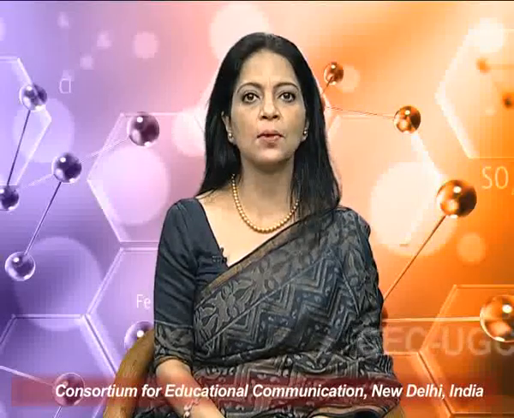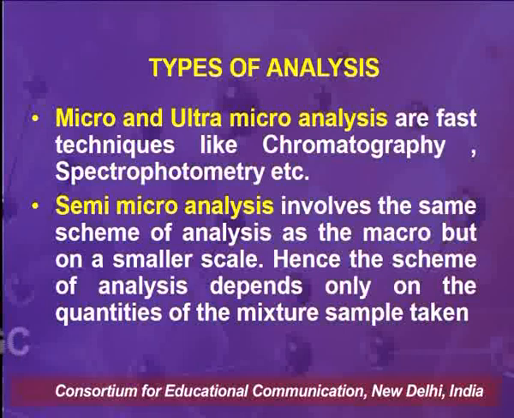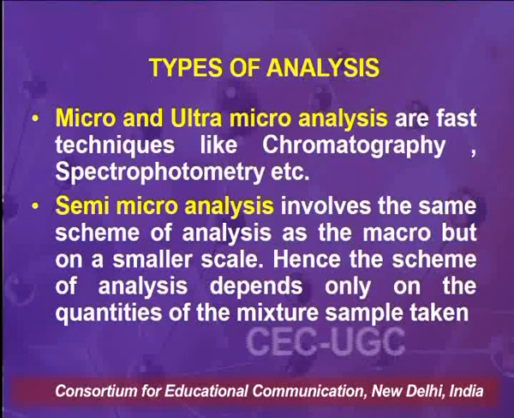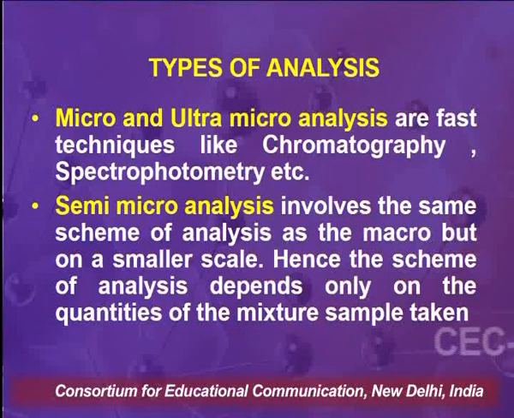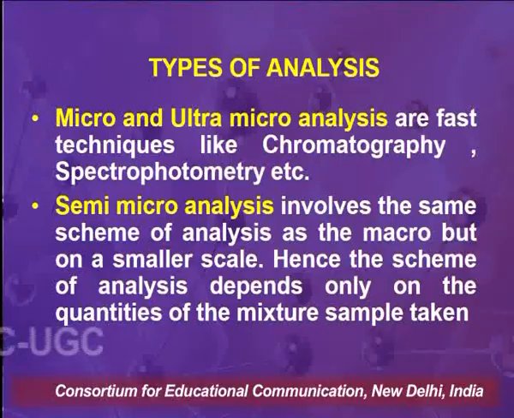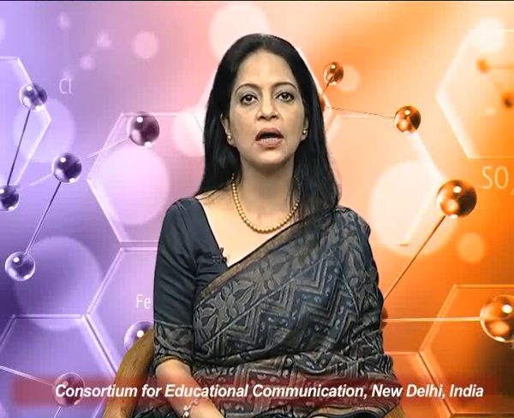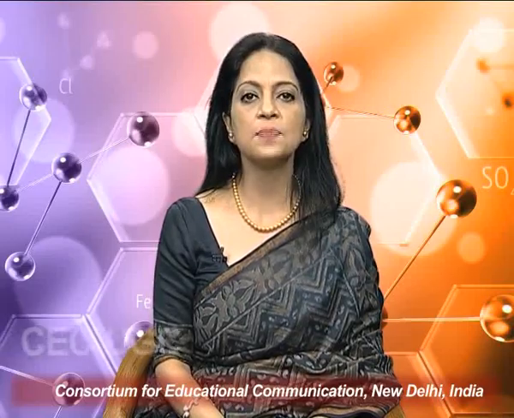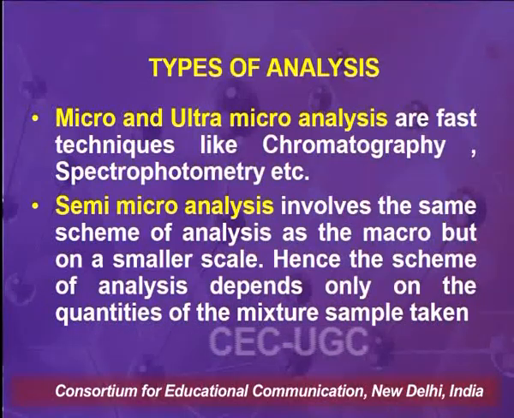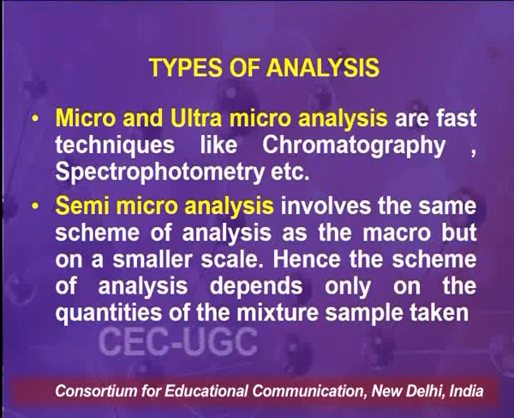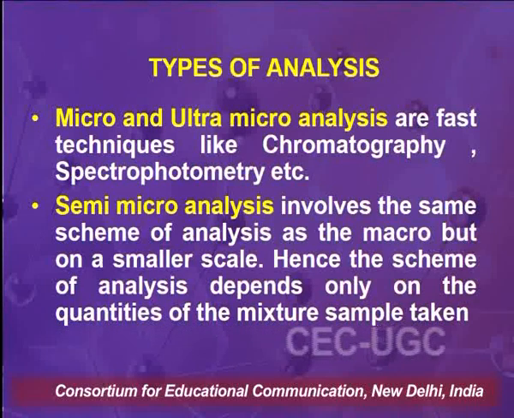Micro and ultra micro analysis are fast techniques like chromatography and spectrophotometry. Chromatography is used for the detection of ions by various methods like TLC, paper chromatography and so on, and spectrophotometry is used to detect ions by way of colored solutions put in a spectrophotometer. Semi-micro analysis involves the same scheme of analysis as the macro one, but on a smaller scale. Hence, the scheme of analysis depends only on the quantity of the mixture sample taken.